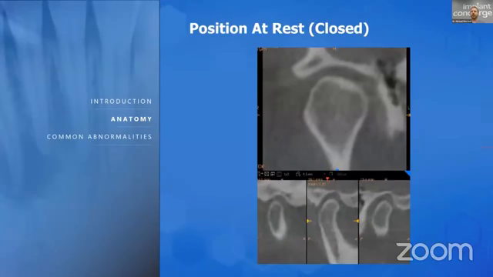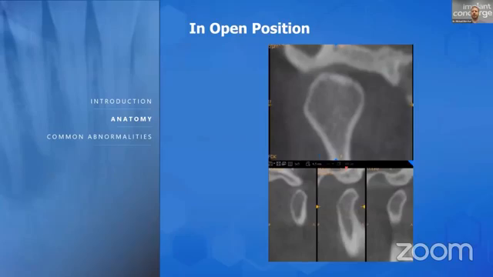So again, here's a great example, really nice condylar head here. As you can see, the condyle sits right in the centric part of the mandibular fossa. And then again, in open position, that condyle is going to slide and rotate so that the condylar head is at the apex of that articular eminence.